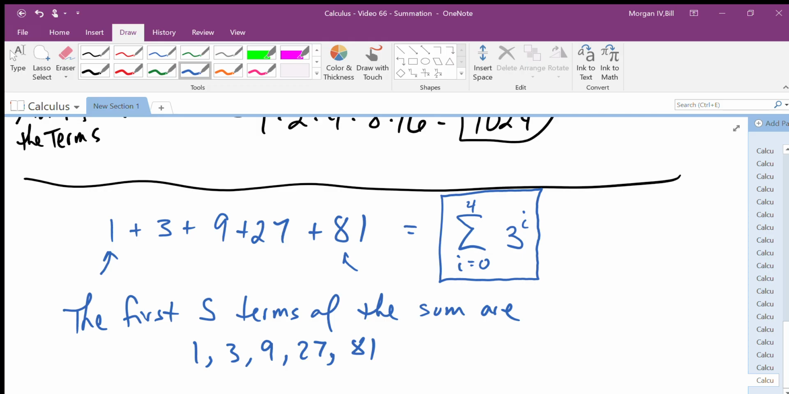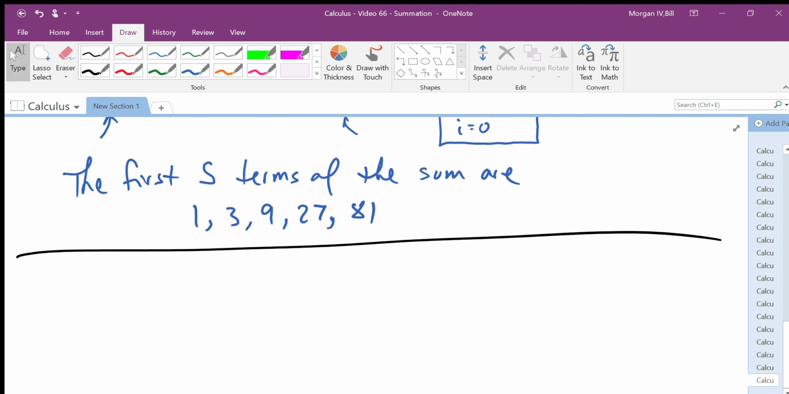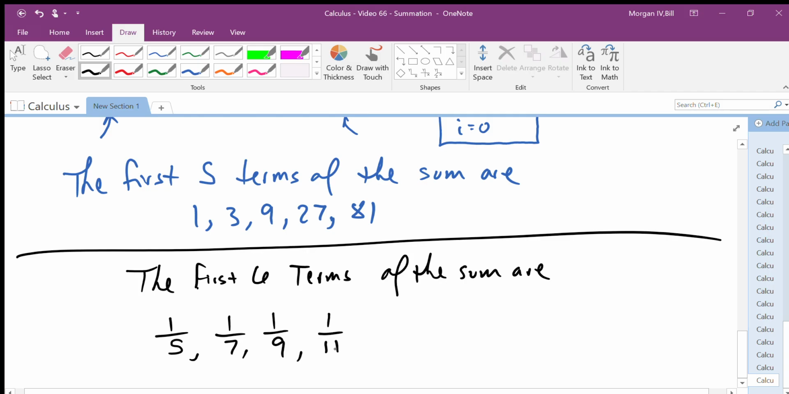Let's try one more. How about the first 6 terms of the sum are 1/5, 1/7, 1/9, 1/11, 1/13, 1/15.